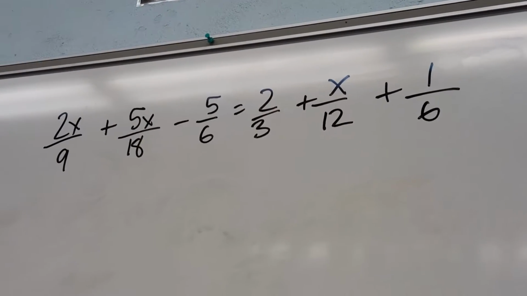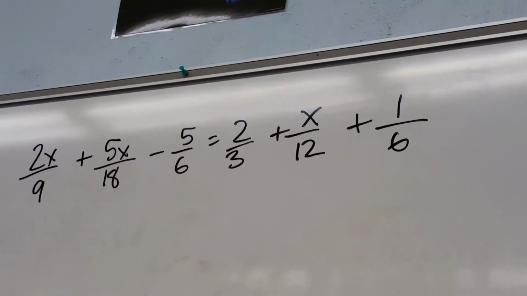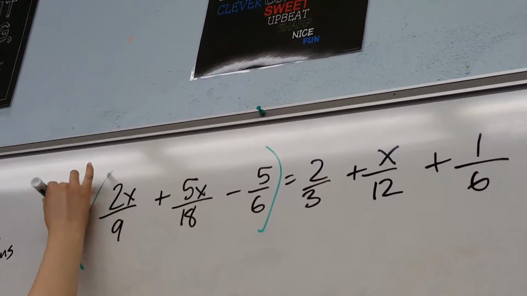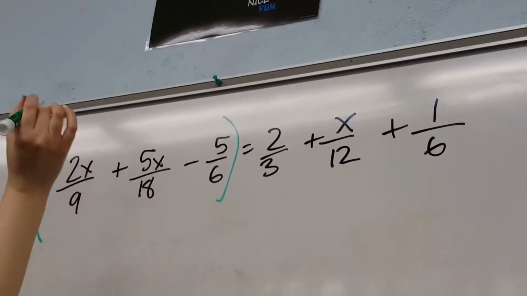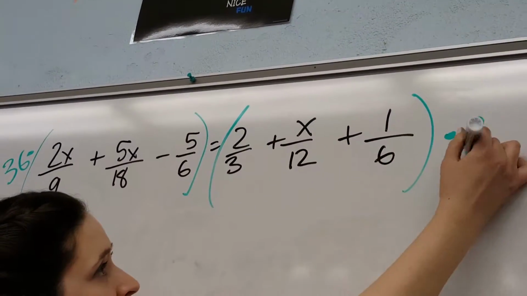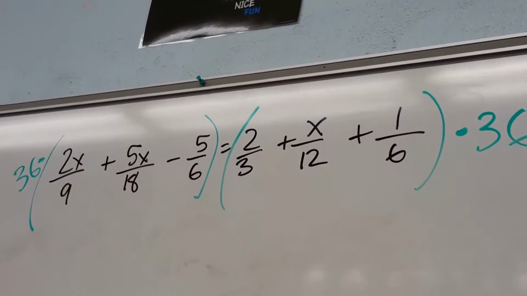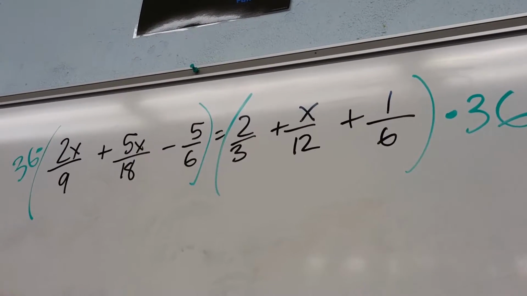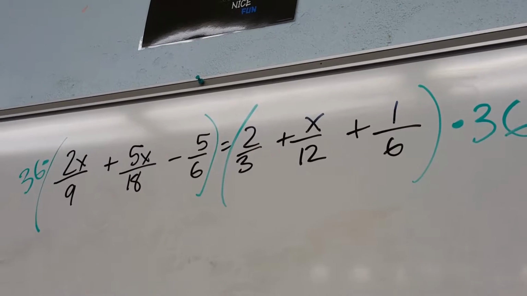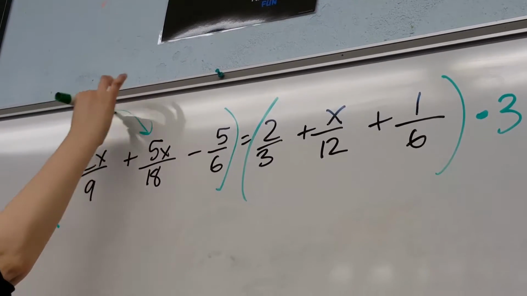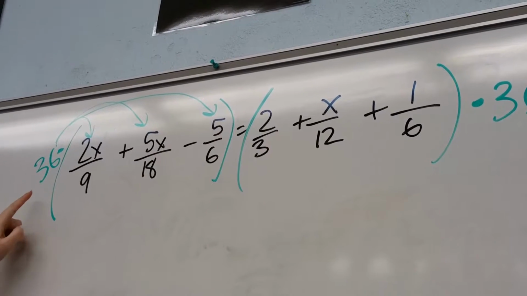All right, so the first thing you're going to do on your paper then is to show with big parentheses that you're multiplying this side by 36 and you're also multiplying this side by 36. Now when you do that, you need to share the 36 with each term on each side. So we're going to multiply 36 times this, and times this.